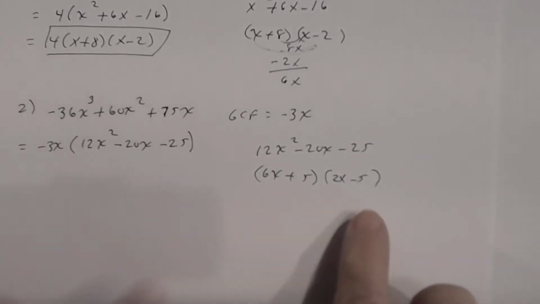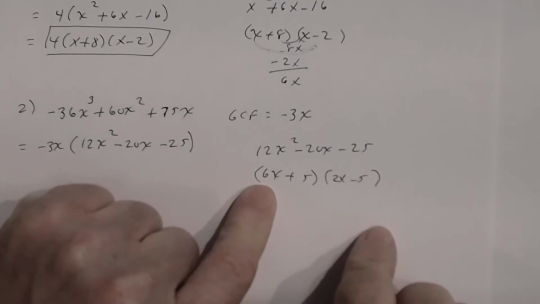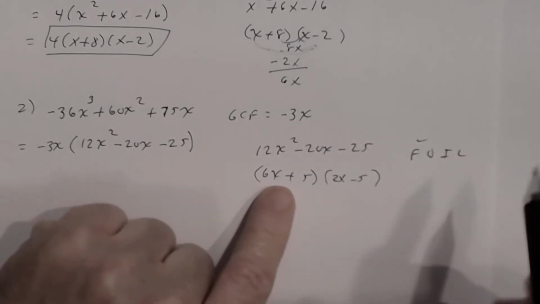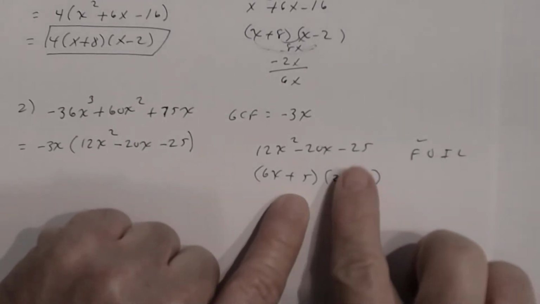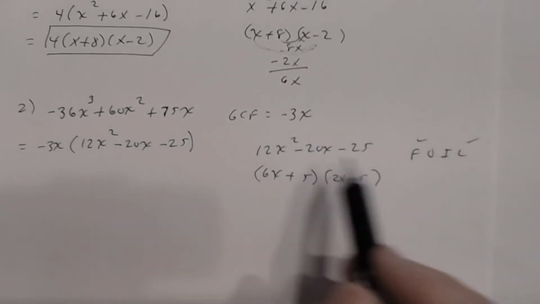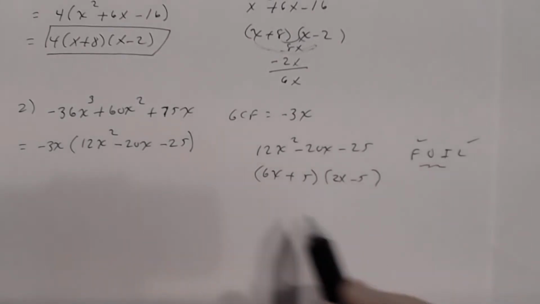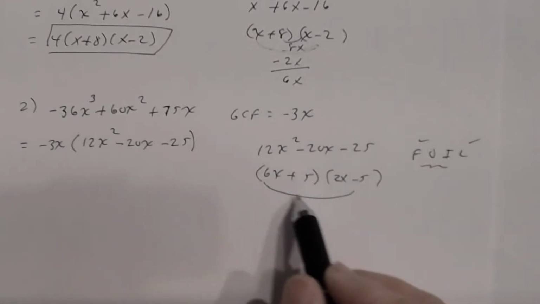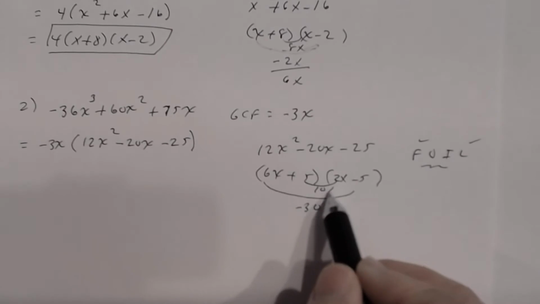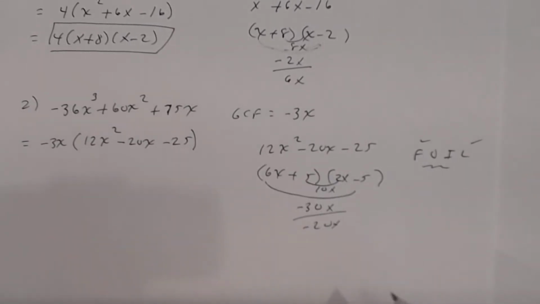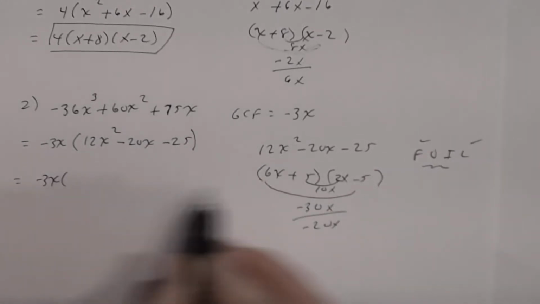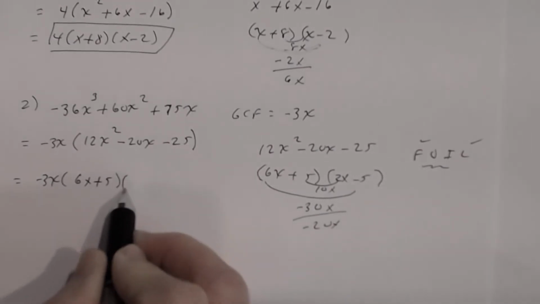Okay, so let's check this. 6x times 2x is 12x squared, so we're good so far. So remember, using trial and error. So far, f is okay. Then a positive 5 times a negative 5 is a negative 25, so my last is okay. So then again, remember, you got to check to make sure I get that middle term, and so that's where the outer and the inner come into play. So if you look at the outer, 6x times a negative 5 is a negative 30x. The inner, 5 times 2x is 10x, and when I add them up, I get a negative 20x, and that's what I wanted. So this right here is correct. So I get negative 3x times 6x plus 5 times 2x minus 5.